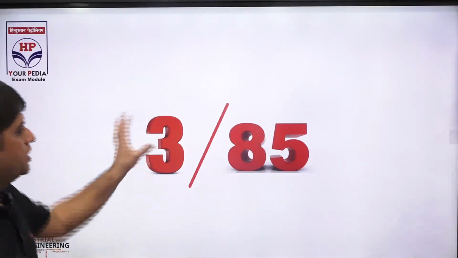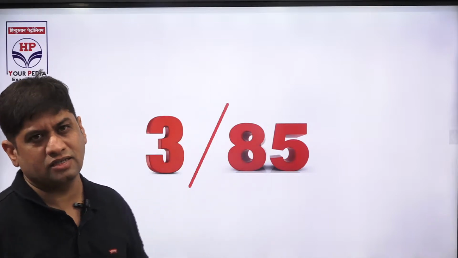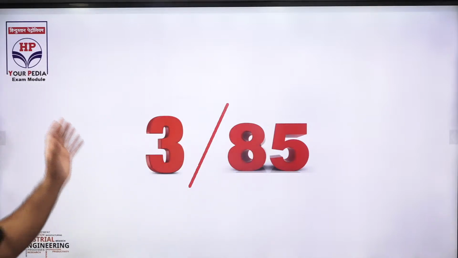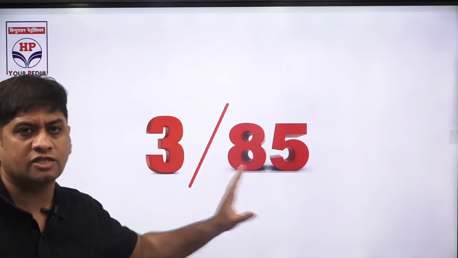If you ask me, out of 85 questions, how many can be asked from the industrial engineering portion, I can say 3 to 4, or 2 to 3 questions. On average, I can say 3 questions out of 85. They will be very, very simple, straight questions, and you can solve them. That is my guess for this year's HPCL: 3 questions from industrial engineering.